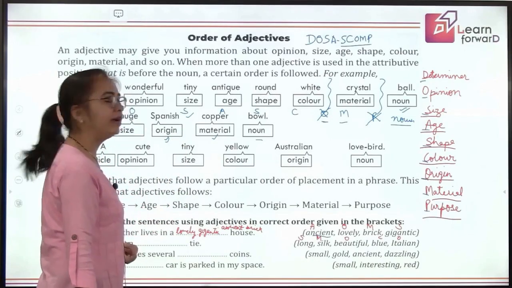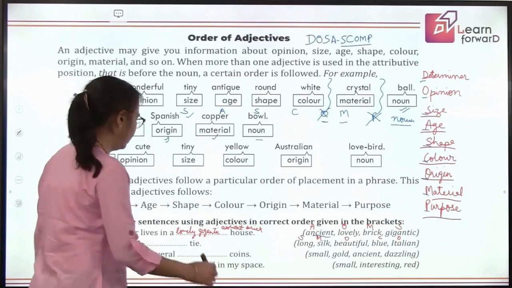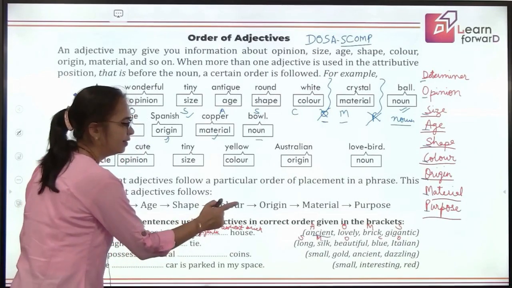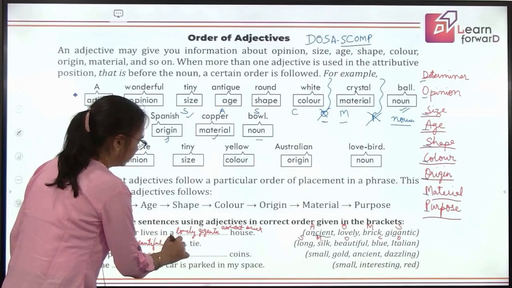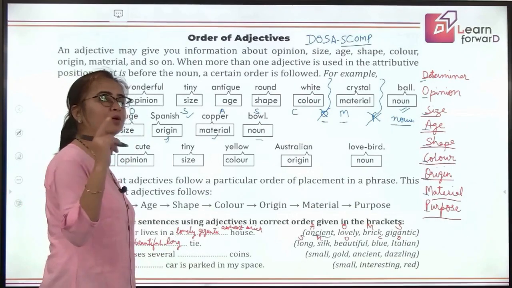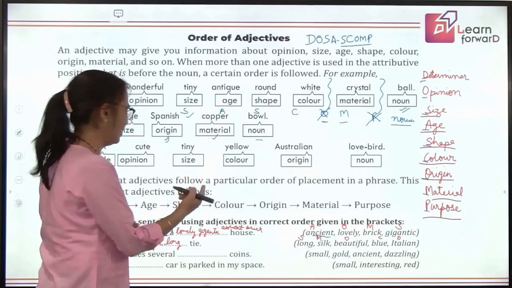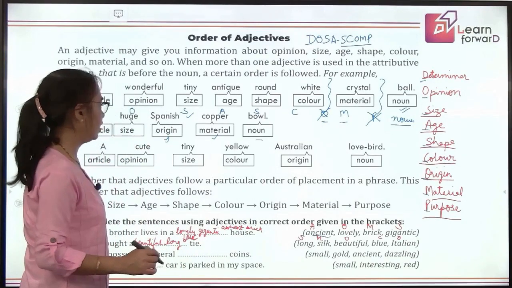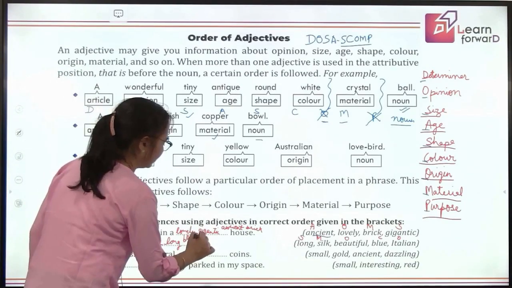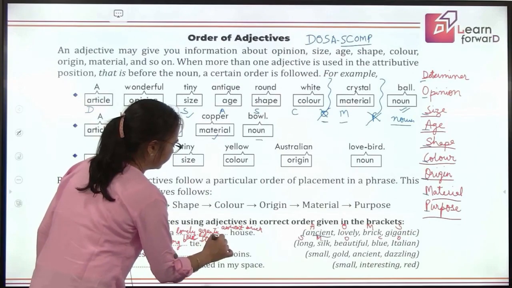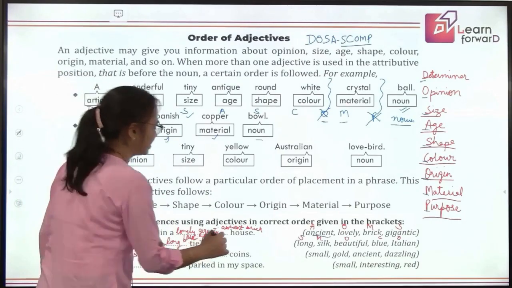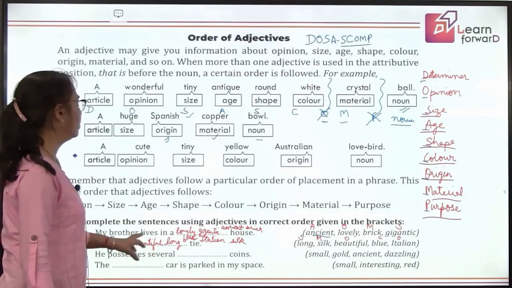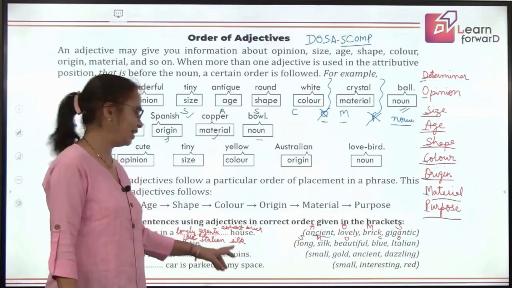D is not already written here. Then O gives you opinion. That is beautiful. Do you have the size here? Yes, that gives you long. Age is given? No. Let's come to S again. Is the shape given? No. Is the color given? Yes. So it will be blue here. Blue. Then origin, is it given? Yes, Italian. Is the material given? Yes, silk. Is the purpose also given? No. So these five we have ordered like: I bought a beautiful long blue Italian silk tie.